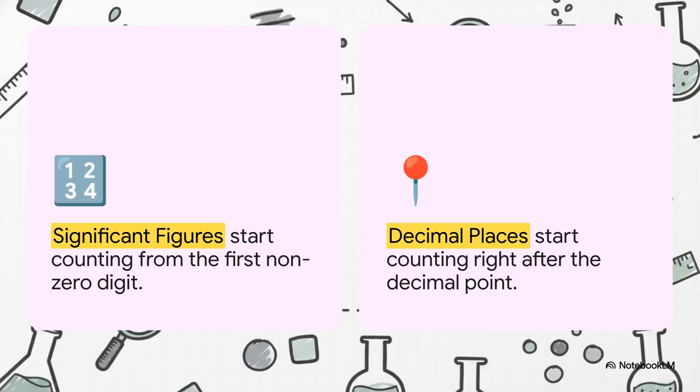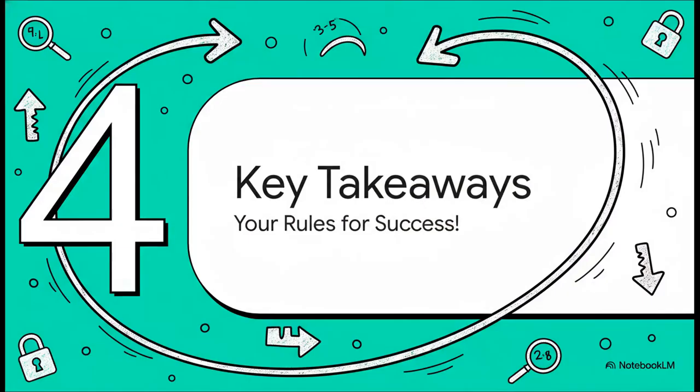So let's just put them side by side to make it super, super clear. For significant figures, remember, you start counting from the very first digit that isn't a 0. But for decimal places, you always start counting right after the decimal point. That is the one big difference you have to remember. All right, I know that was a lot, but you've done an amazing job. Let's do a quick review of the main rules just to make sure this all sticks in our brains. Think of these as your rules for success.